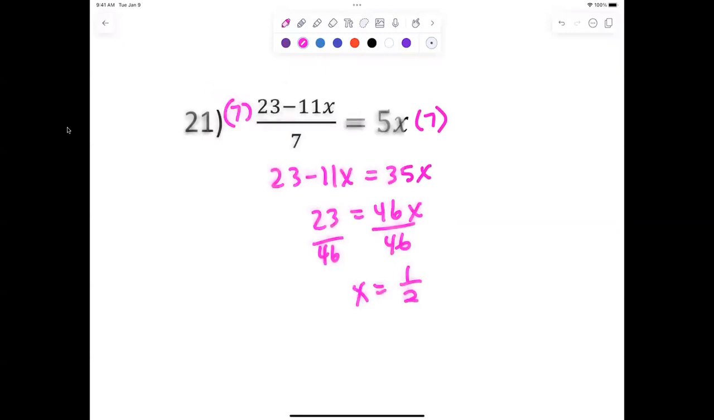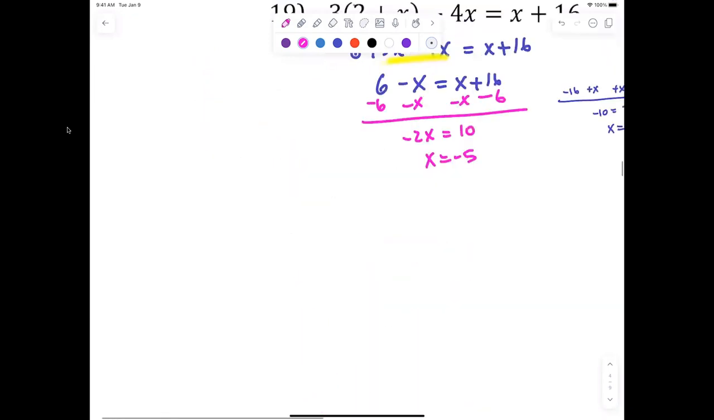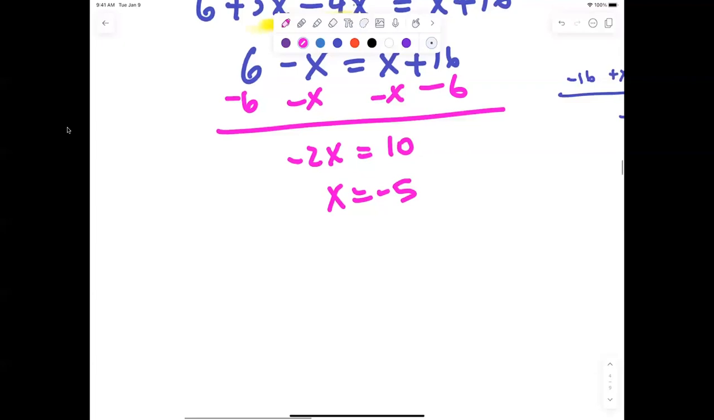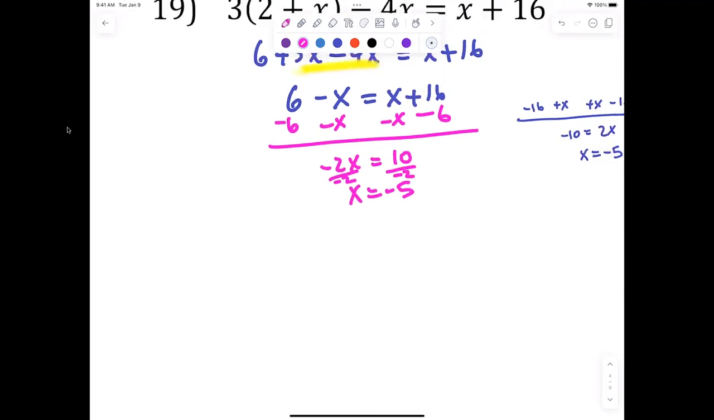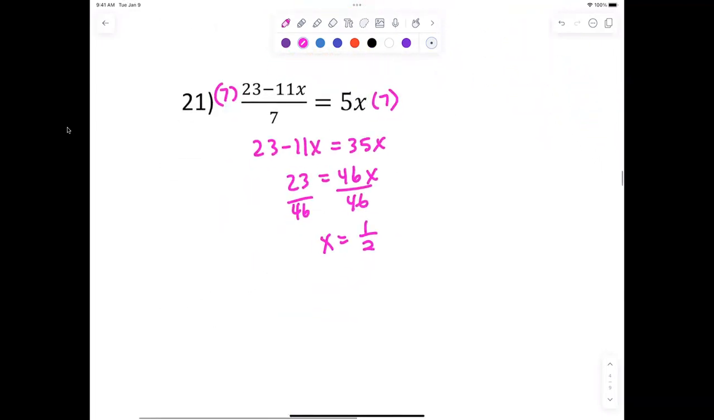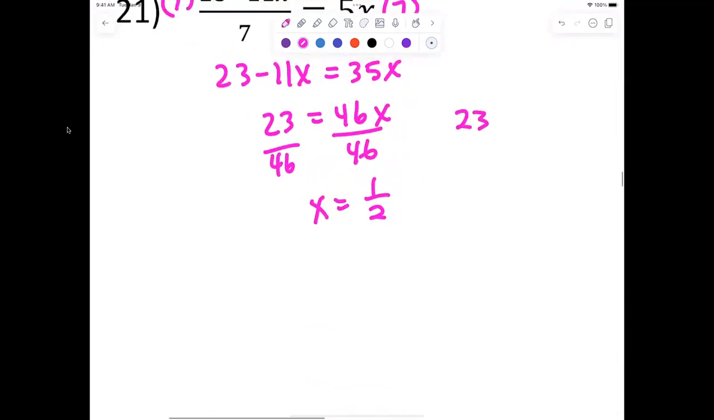How do I know when to divide? When there's a number in front of the variable, I divide by the number in front of the variable. Wait, so why didn't you do it for the last one? What do you mean? There was a number in front of the variable. I did. I divided by -2. So you do it on all of them? Every single one. Wait, what are we dividing on? 46. In other words, 23 over 46 is 1/2. All right, let's go.